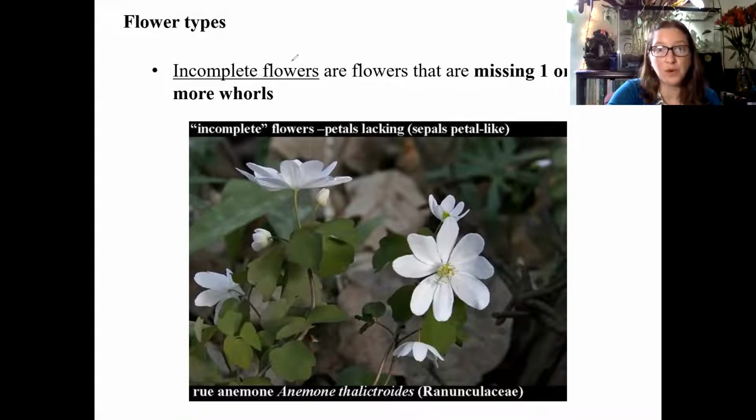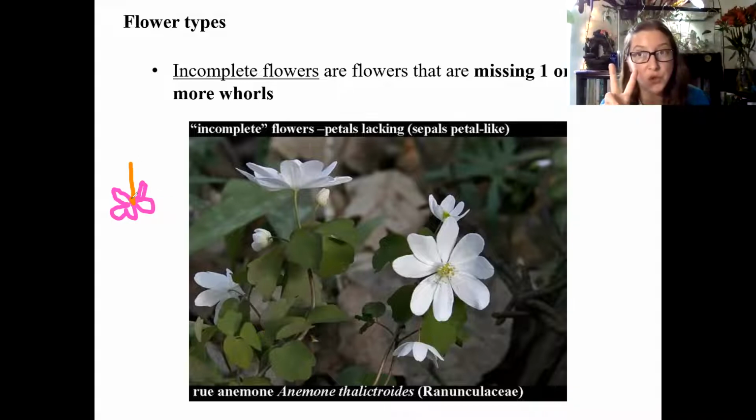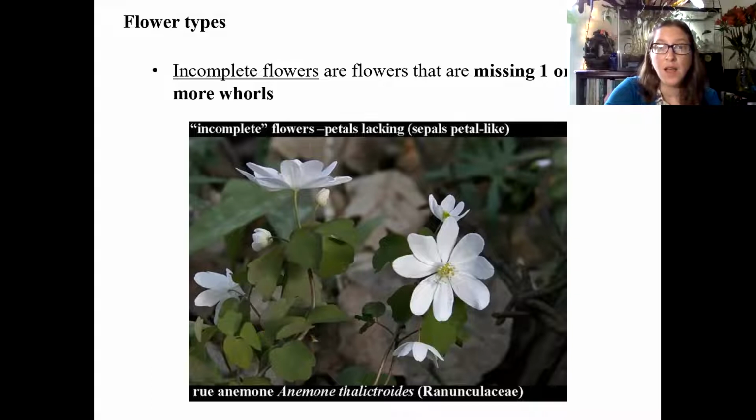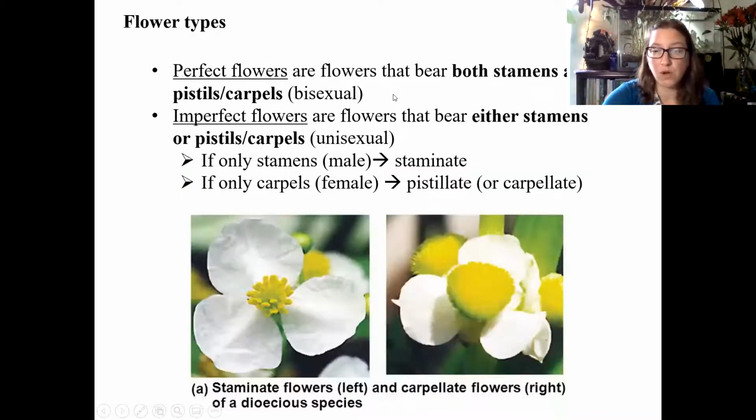Let's do one last one, right? Let's say that it's missing sepals, it only has petals. Say it only has petals and a pistil/carpel. Well, in this case, it's missing 2 whorls, still an incomplete flower, right? Okay. So complete flower has all 4 whorls, incomplete flower is missing 1 or more whorls.